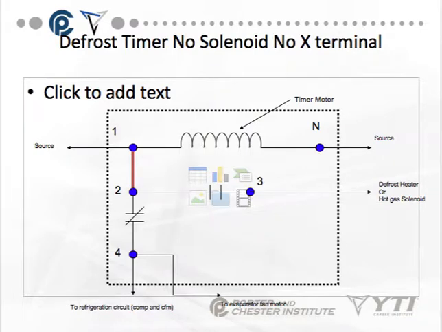Okay, defrost timer again, no solenoid, no X terminal. We have our timer motor, which is connected to 1 and N, and that's a lot of times how you can tell what the N pin is. Look at the back of the clock. You'll be able to see it. And if it's electronic defrost, which is solid state, you'll be able to see very clear designations on the terminals.